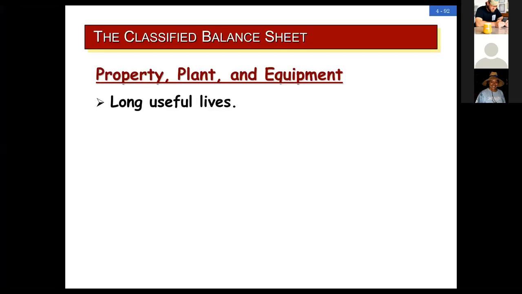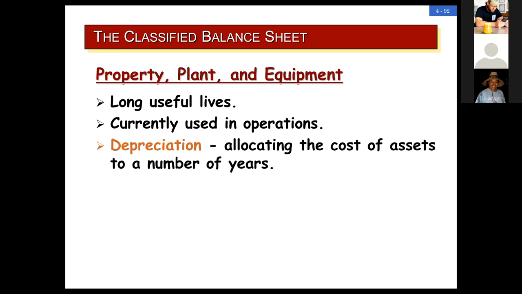First of all, it has to have a long useful life. That means it's generally more than 1 year. A building, machinery, equipment normally has a life of more than 1 year. You agree with that, right? Supplies, on the other hand, or inventory generally gets consumed within 1 year. So we don't consider that property, plant, and equipment. We consider that current assets. It has to be used in operations. If it's not used in operations, it's not part of property, plant, and equipment. Therefore, it's subject to the concept of depreciation, which we'll cover in more depth in chapter 9.